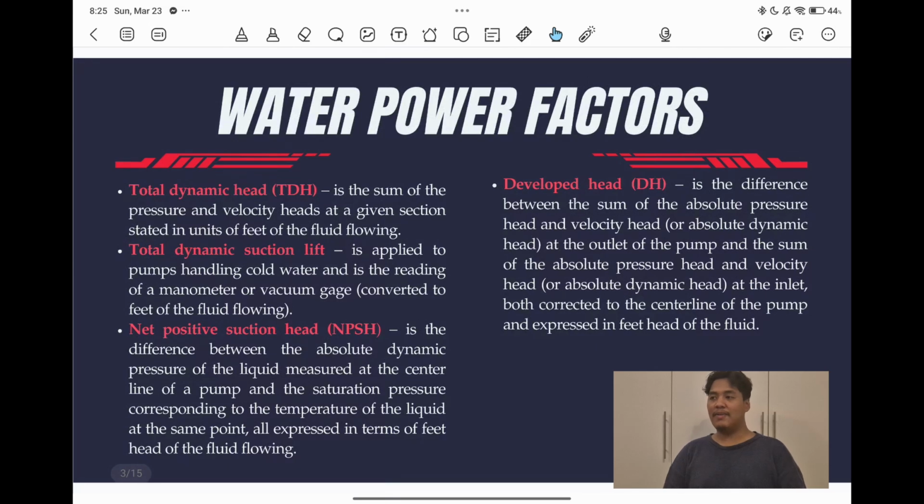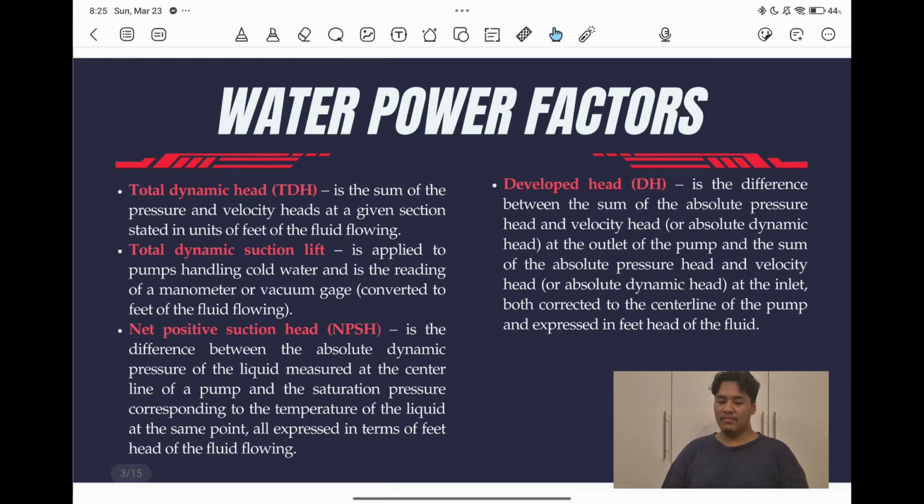So, kapag water siya, meter or feet of water. Pero kapag sinabi nating oil siya or fuel, ganun din. Halos lahat naman na to, ganun lang din ang pag-express in feet or meters. Depende kung anong fluid ang kino-convey niya.